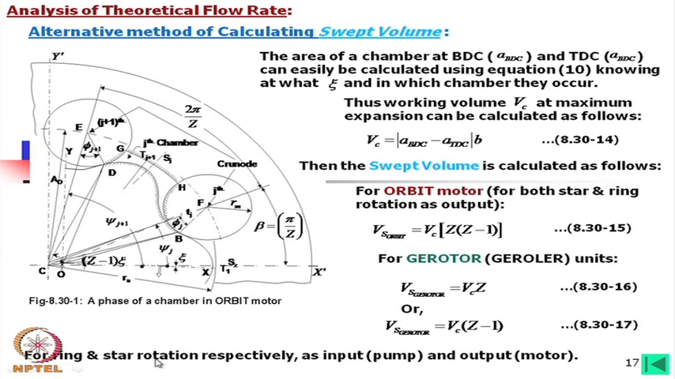Whereas, if the ring is rotating, then it is 7. I have mentioned 7 or 6; in that case, z minus 1 and z. So, if we use this carefully, we can calculate the swept volume of the ring gyrator, depending on which one is the output.